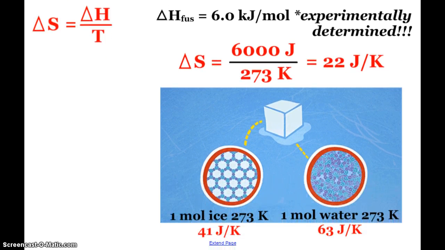And this is what we saw last time. Okay, 1 mole of ice has entropy of 41 joules per Kelvin. A mole of water is 63 joules per Kelvin. So the difference is my 22. So that's one type of question.